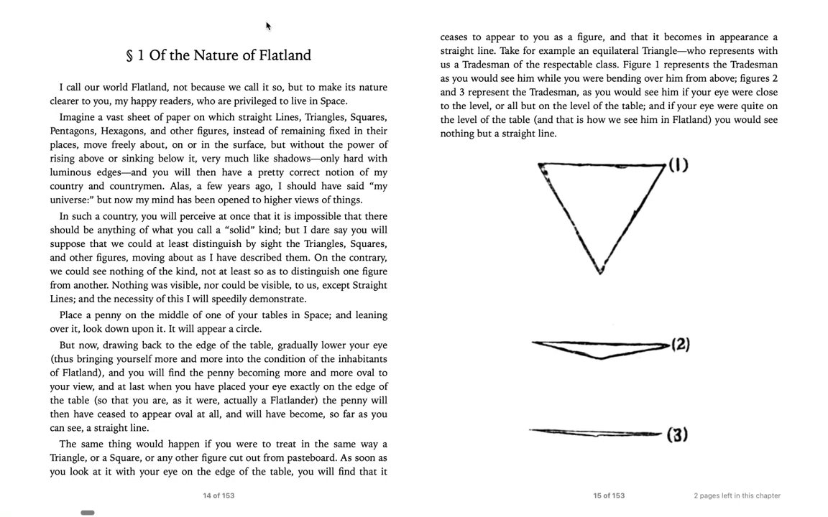Imagine a vast sheet of paper on which straight lines, triangles, squares, pentagons, hexagons, and other figures, instead of remaining fixed in their places, move freely about, on or in the surface, but without the power of rising above or sinking below it. Very much like shadows, only hard with luminous edges. And you will then have a pretty correct notion of my country and countrymen.